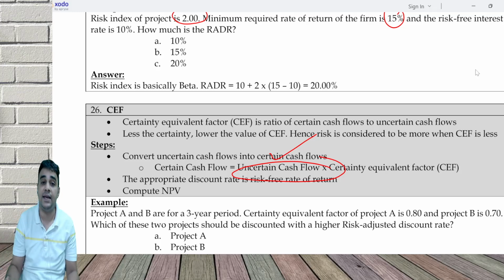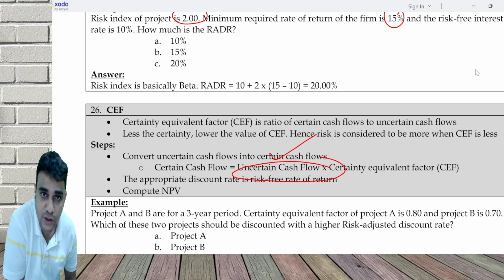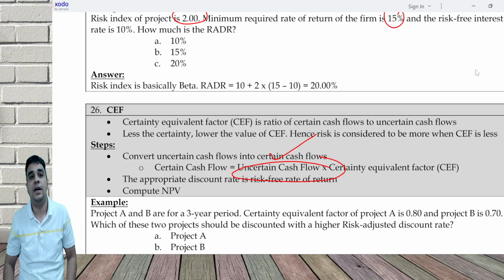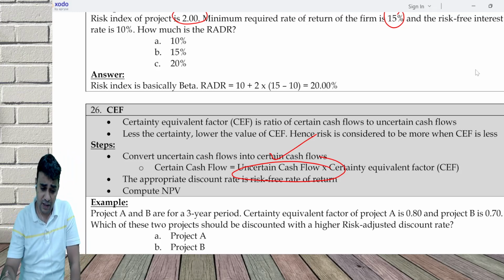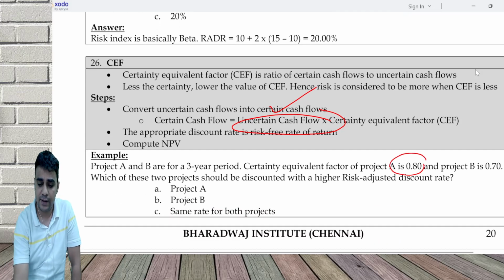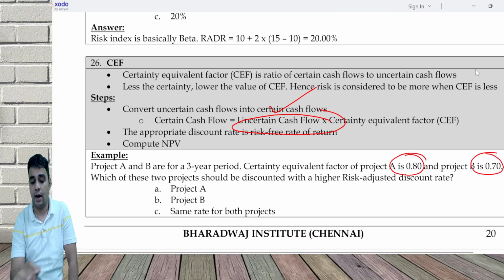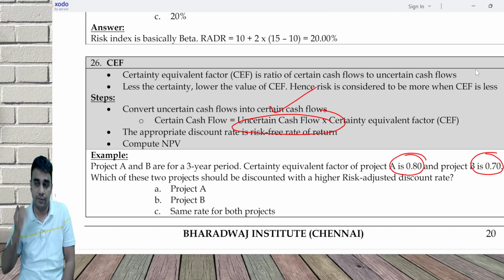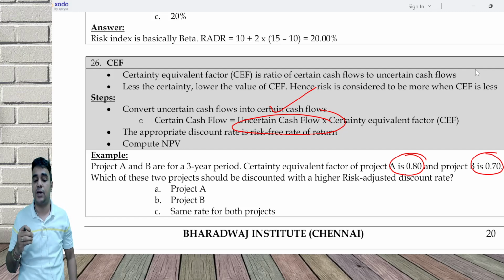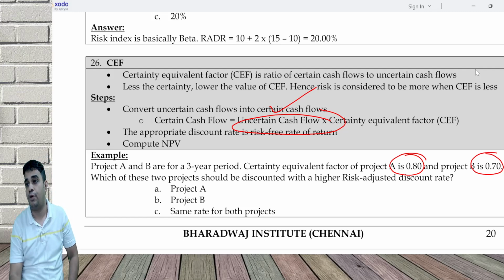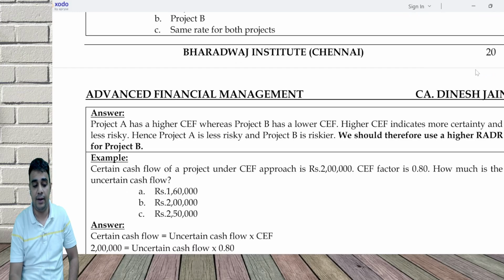That has no linkage with the NPV which you calculate. Some students thought if you get higher NPV, it means low risk and lower NPV means high risk. No. I have two projects whose certainty equivalent factors are 0.8 and 0.7. According to you, which is more risky? B is more risky. Lower CEF, more risk, more RADR. So which will be discounted at higher RADR? Project B will be discounted at higher RADR.